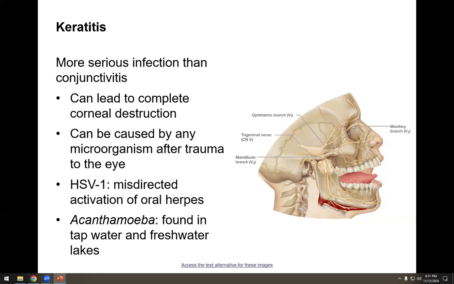But now you've just created the opening. In order to get these guys in there, now you have to introduce them, usually by not washing your hands and having touched an infected area. That could be as simple as HSV1.